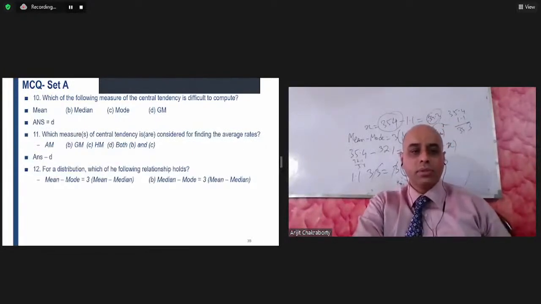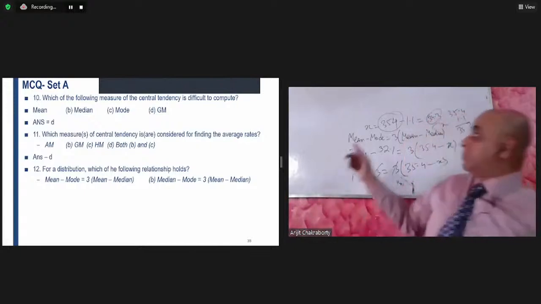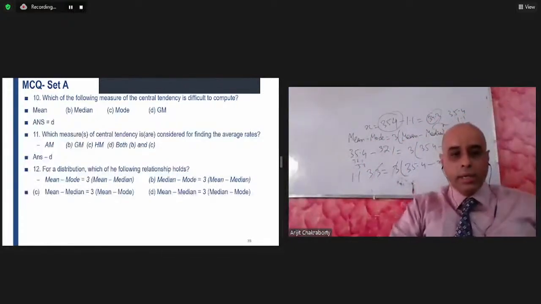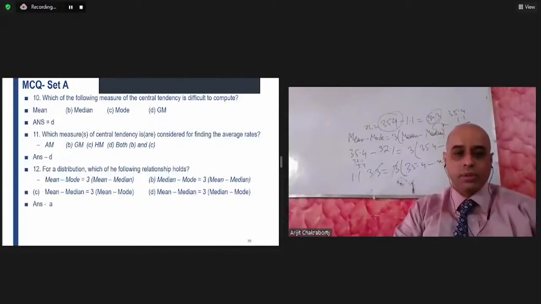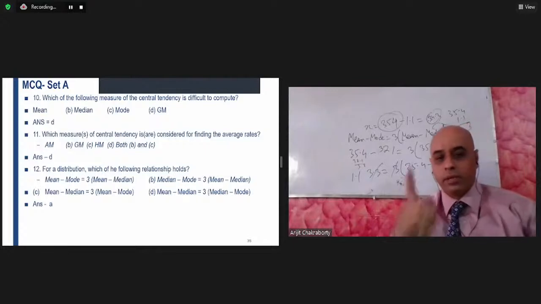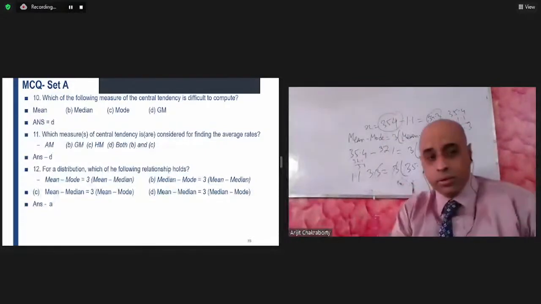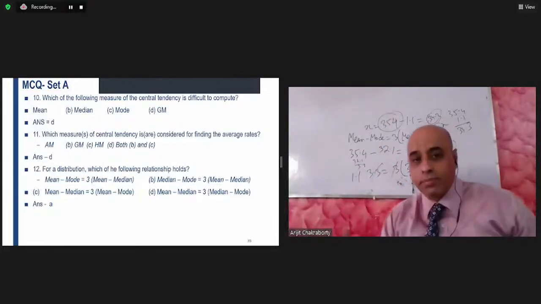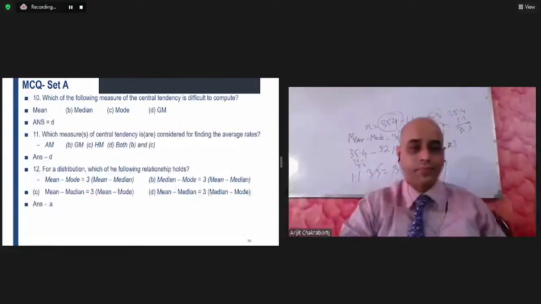Number 12, for a distribution, which of the following relationships holds? We have just written it: mean minus mode equals 3 into mean minus median. So you can see option number 1, mean minus mode equal to 3 into mean minus median. The first answer is right. Kindly note in set A of the questions, a lot of theory questions are coming, so please prepare the theory questions also.